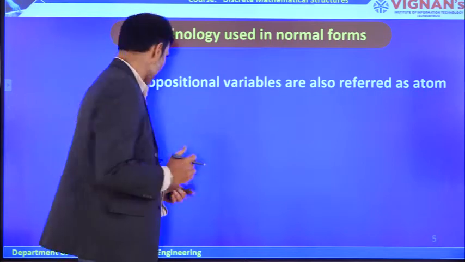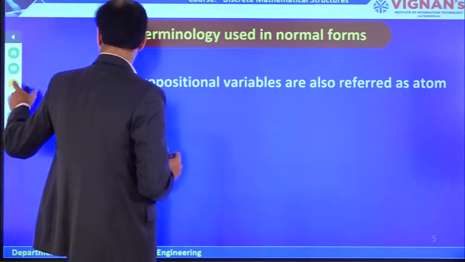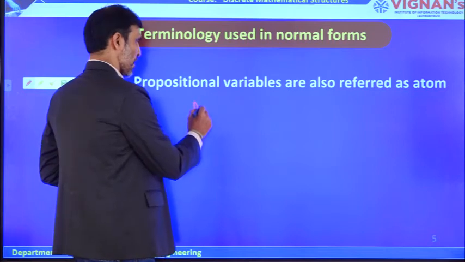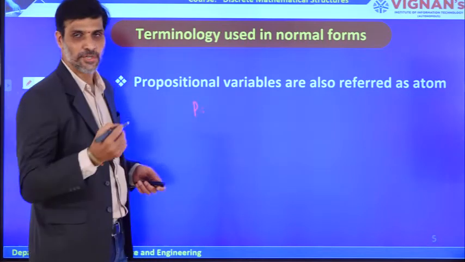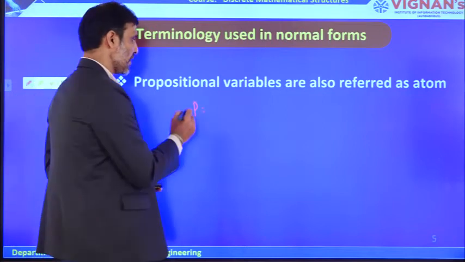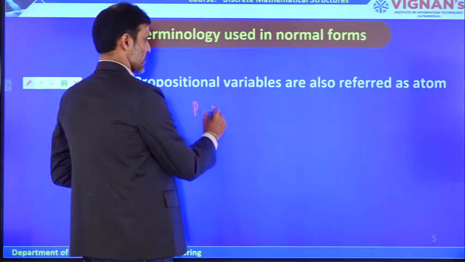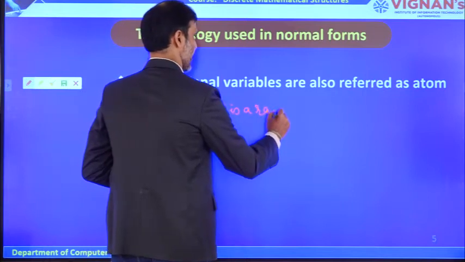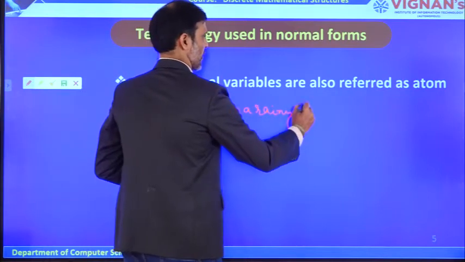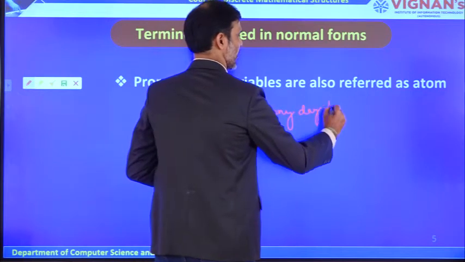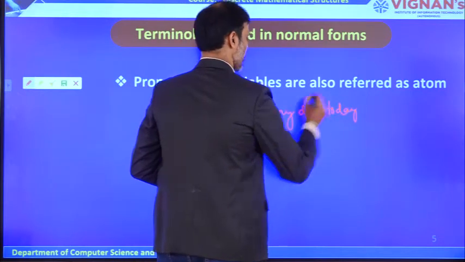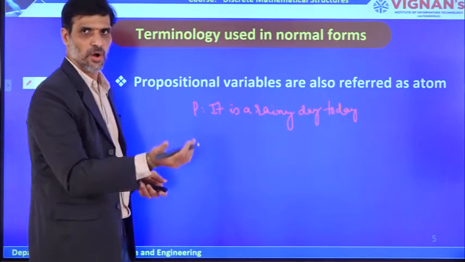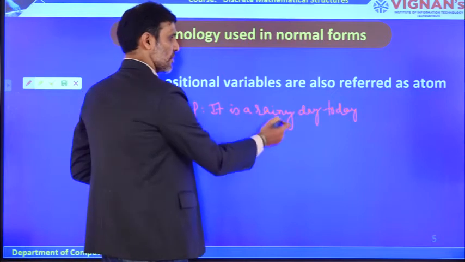Do you know what we mean by a propositional variable? A propositional variable is a variable denoted with a capital letter, or in some textbooks it may be denoted by small letters. What is a proposition? Suppose it is a rainy day today. This sentence is a proposition. A proposition means it may be true, it may be false.